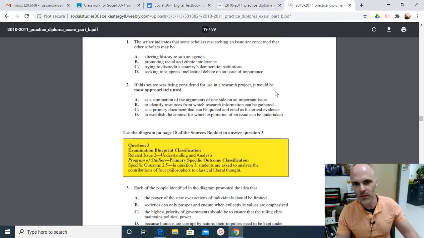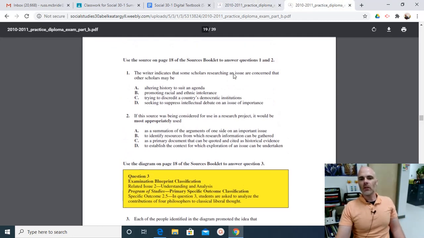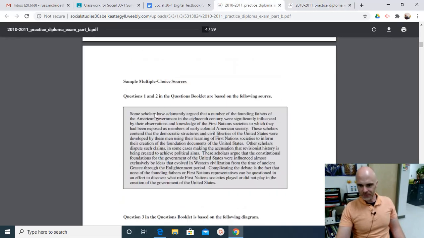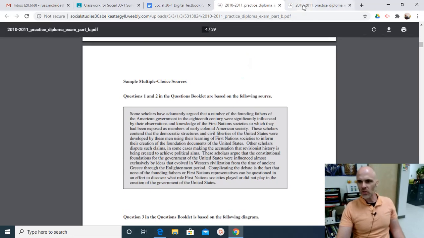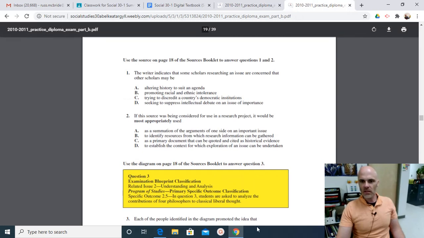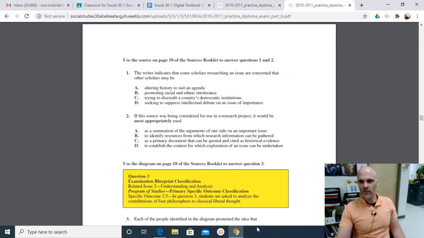It's pretty exciting times. So, looking at the first set, I know we didn't do this one when we looked at economics, so we can give it a go this time and see if we can deduce the answer. Looks like it could be a related one-issue question, but a good test-taking skill is always to look at the question first. The writer indicates that some scholars researching an issue are concerned that other scholars may be.